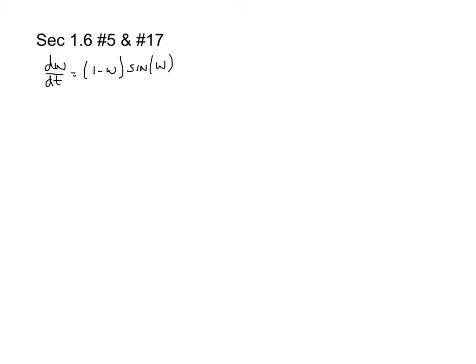And drawing a phase line requires us to find equilibrium values. Equilibrium. And that's nothing more than asking, well, when does the right-hand side, which we typically will refer to as a function of w, when is that function of w equal to 0?